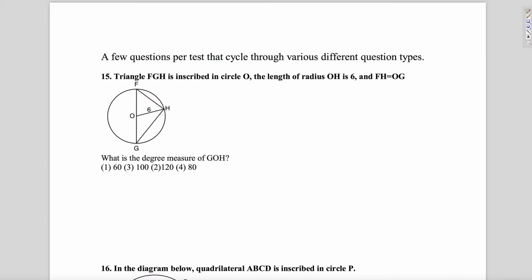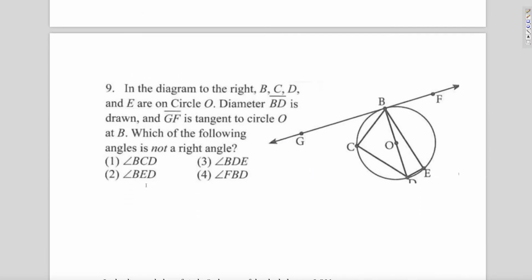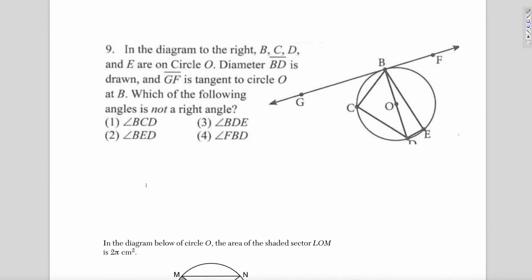Okay, that's a little bit challenging. You'll see it again now. No, this one you won't. The rule is BCD is equal to 180 minus the one that's opposite it. I don't know. That's just the rule. So the answer is 70. Choice 1.